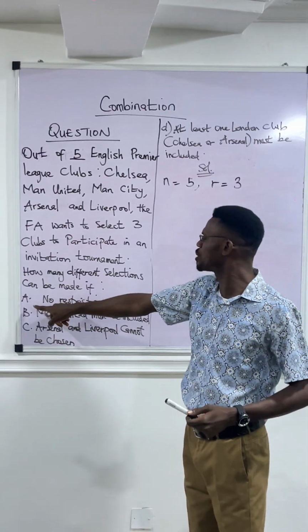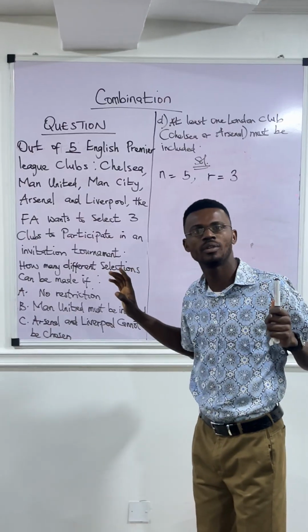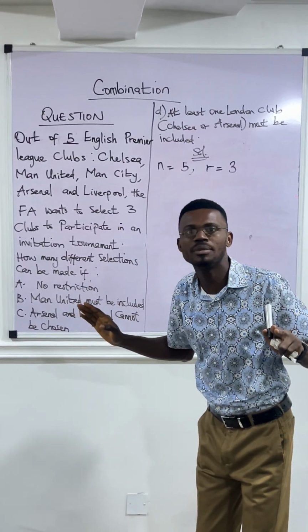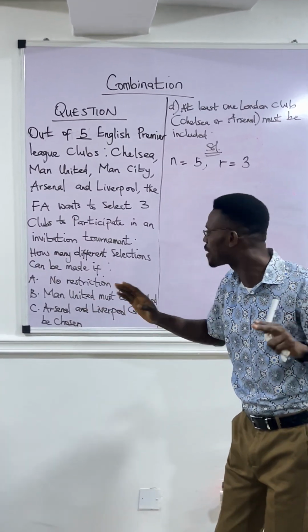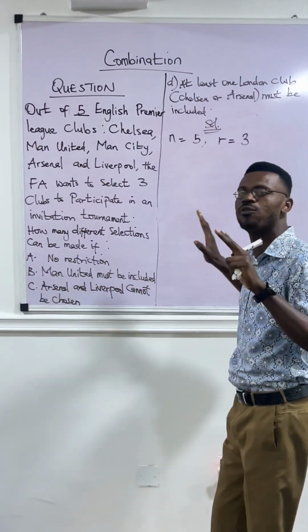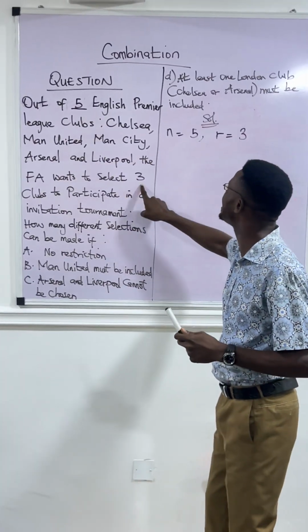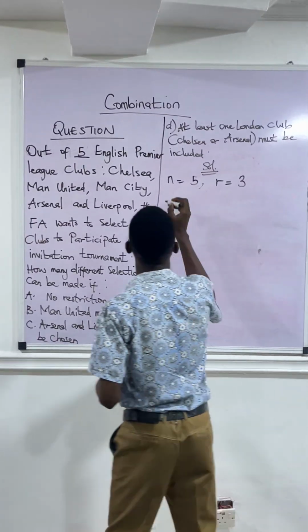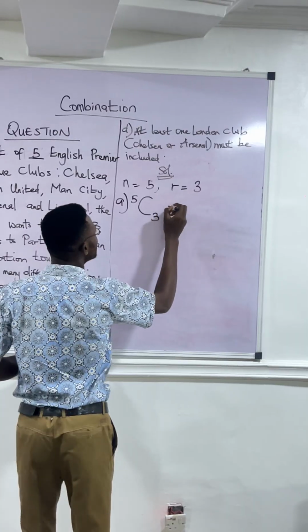Now look at question A. How many different selections are made if no restriction? No restriction simply means no rules given. That means you are not told this must come first, this must come second. You are told no restrictions, so freedom of choice. That means out of 5, I have to select 3 without restriction. So how do I solve this? It becomes 5 combination 3.